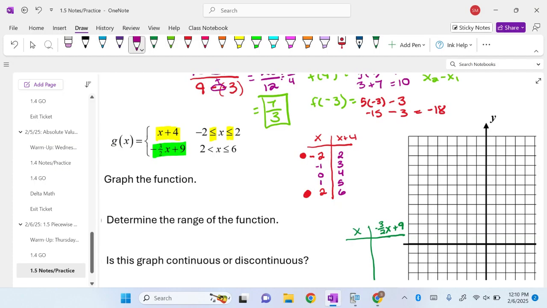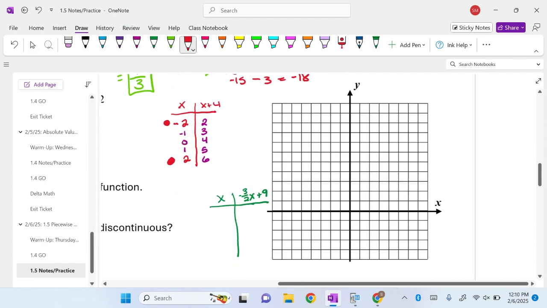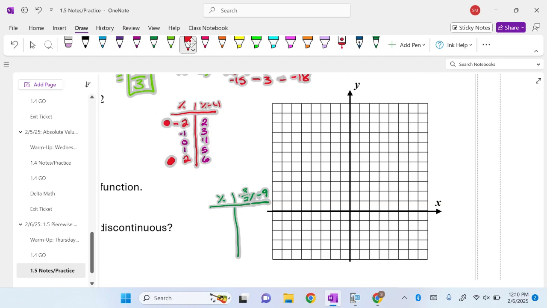And then I'm going to graph these points over here. So I'm going to start by graphing my endpoints. So I'm going to have negative 2, 2. I'm going to draw a big, fat, closed circle on it. So I'm going to make that point bigger than my others. And then 2 up to 6. So 1, 2, 3, 4, 5, 6. Put another closed circle on top of it.